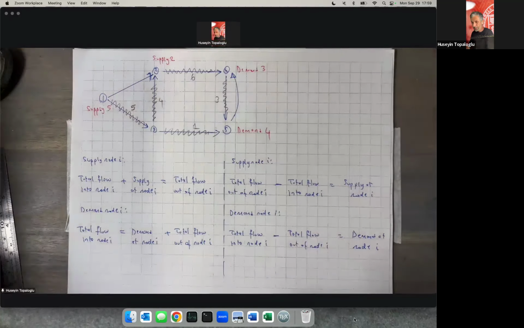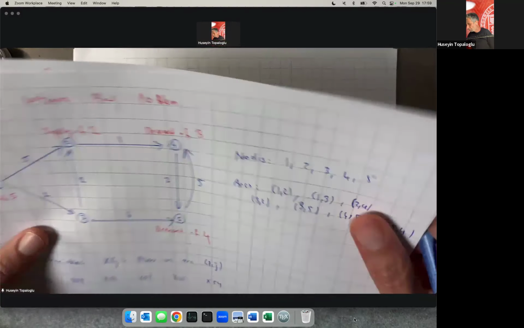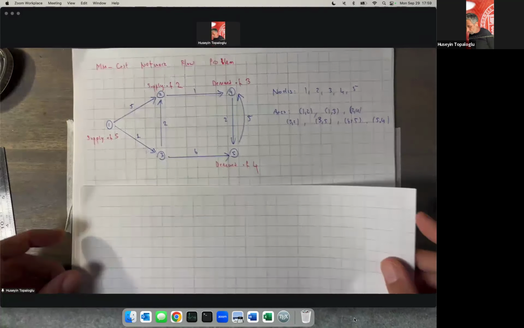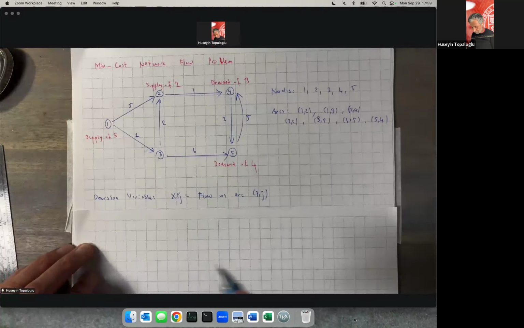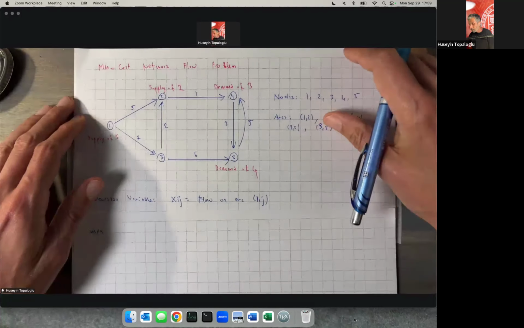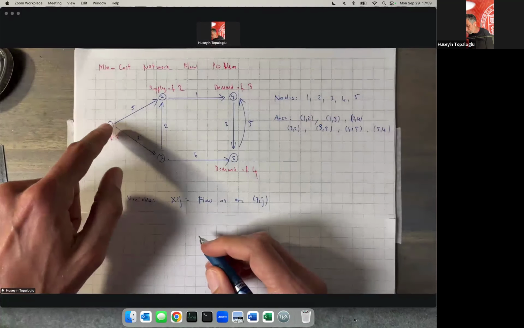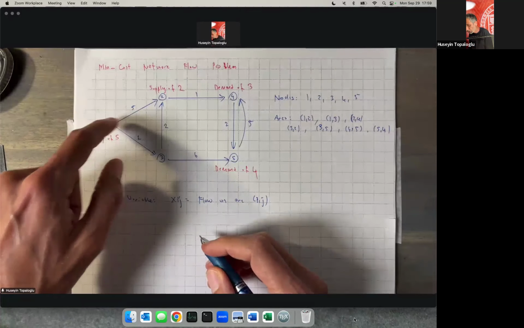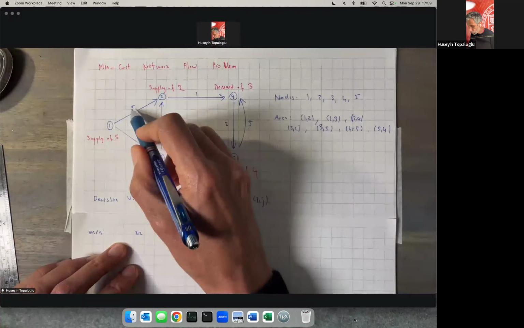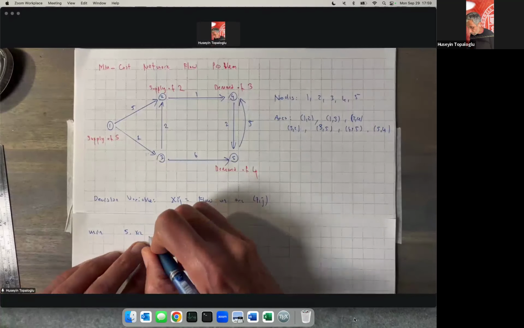formulation. So then let's put together our formulation. I'm minimizing the total cost of the shipments. What decision variable represents the material flow on the arc that goes from node 1 to node 2? X1,2. For each unit of flow on this arc, I'm incurring a cost of 5. So this is the cost of the shipments on the arc that goes from node 1 to node 2.